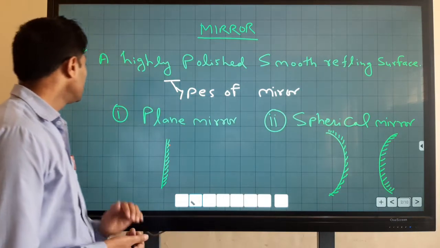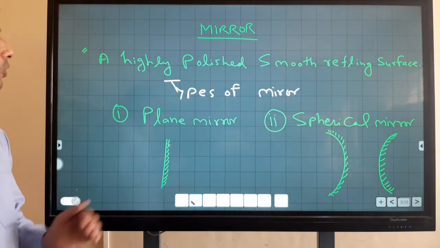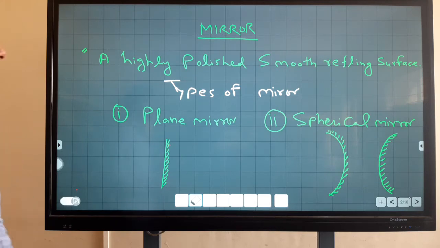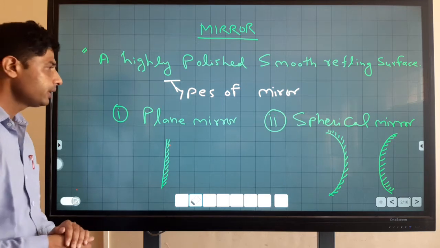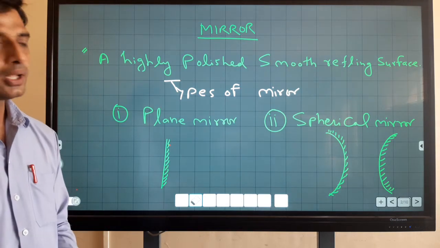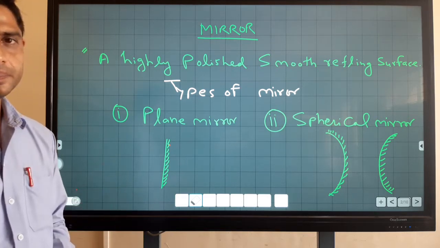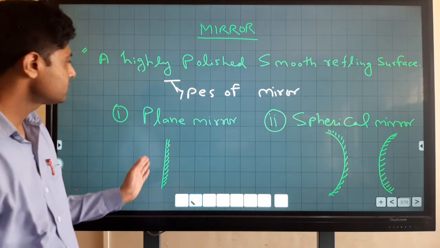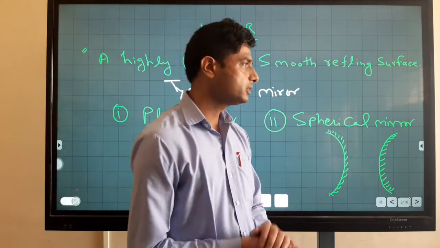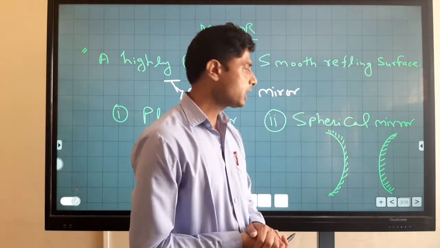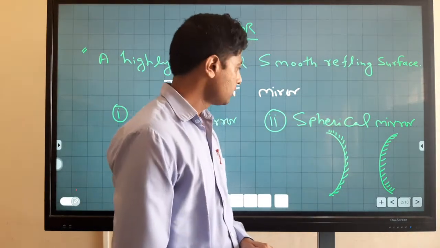So a mirror, a highly polished, smooth, reflecting surface, is known as a mirror. Types of mirror: mirrors are of two types, plane mirror or spherical mirror. It means if the reflecting surface is a plane surface, then this type of mirror is known as a plane mirror. Or if the reflecting surface is a curved surface, then this type of mirror is known as a spherical mirror. Okay.